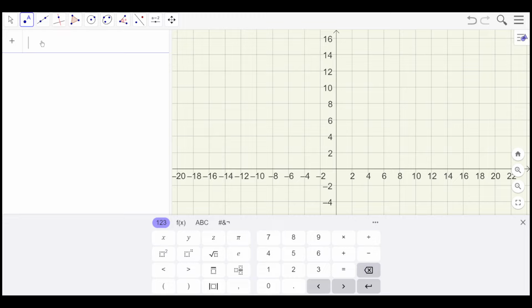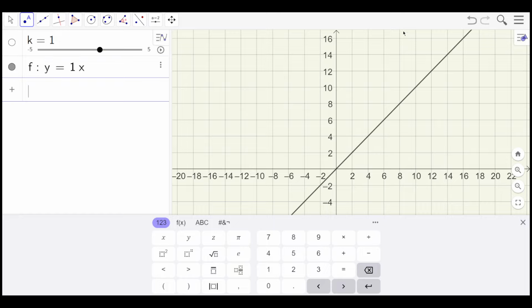So let me go. Y equals k, and then I put multiplication and x. As soon as I press enter, you might see a line, but you will also see a slider. This is what I call a slider. By default, GeoGebra chooses the slider from -5 to 5. You can manipulate it. You can change this if you want to.